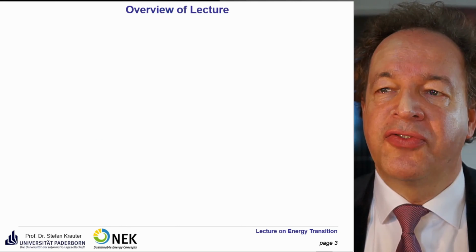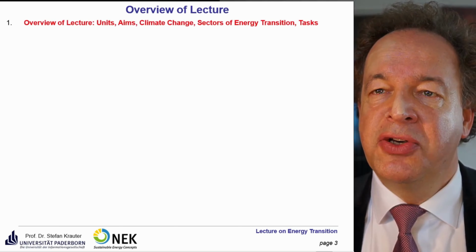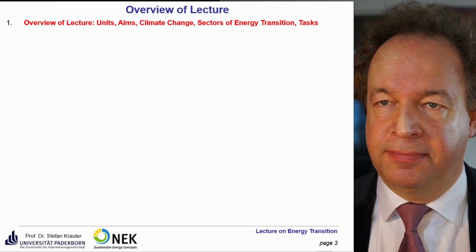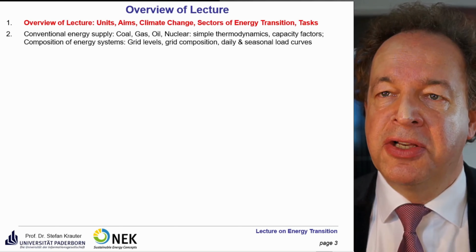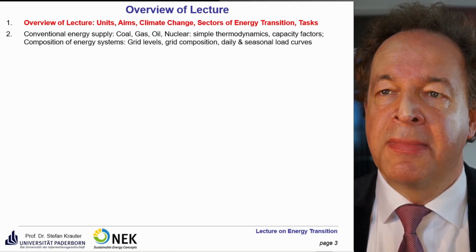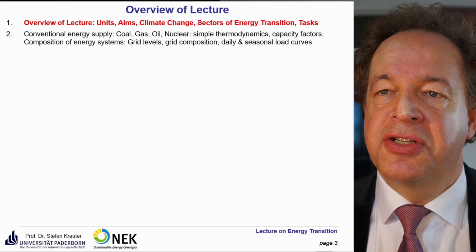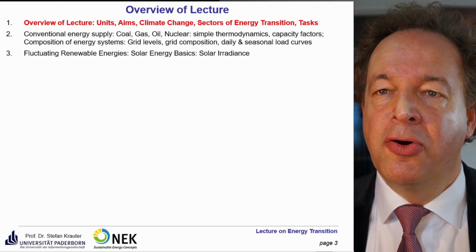I'll give you now an overview of the lecture. Today is the first lecture, so I will give you an overview. We discuss the units, the aims, climate change, and the sectors of energy transition and the related tasks. Next lecture we will talk more about conventional energy supply such as coal, gas, oil and nuclear. We learn something about simple thermodynamics, about the so-called capacity factors. We compare the different energy systems, the grid levels, grid composition, daily and seasonal load curves. Then we start with the renewable energies.